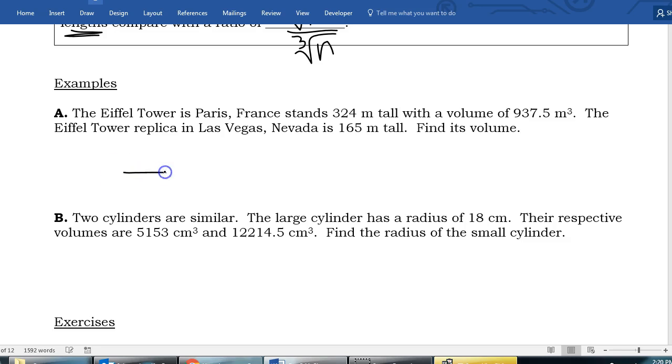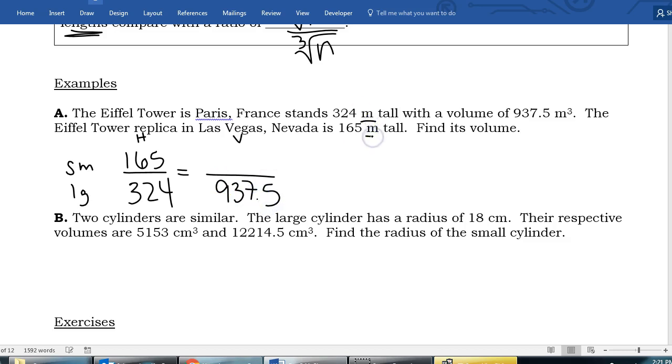So we're going to set up our ratios with the lengths, and in this case we're using heights and volumes, and I'm going to put the smaller one on top and the larger one on the bottom. So the height of the small statue is 165. The height of the large statue is 324. I have the volume of the large one, 937.5. Now if you notice, these units are just meters, and this unit is meters cubed.